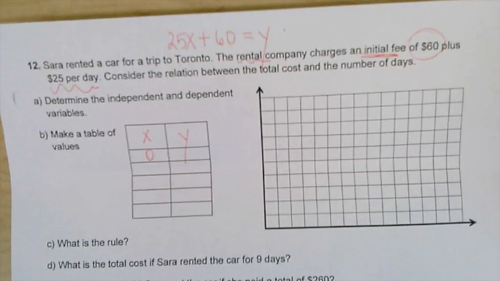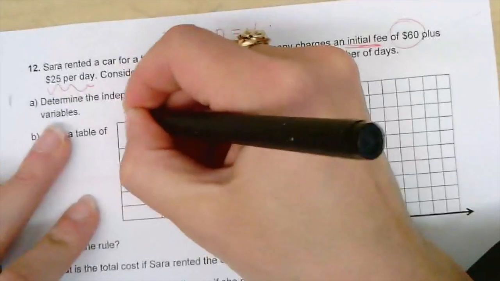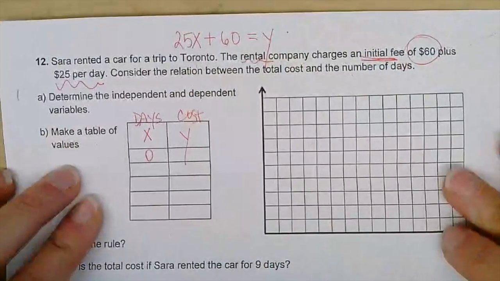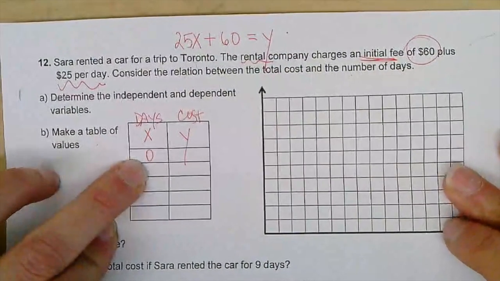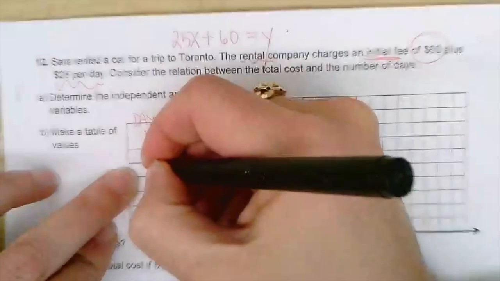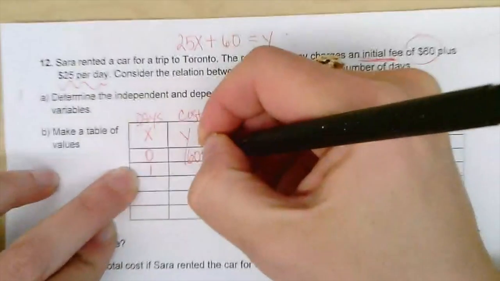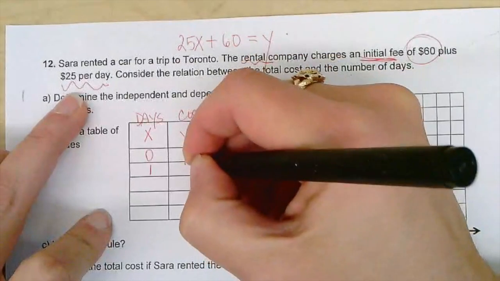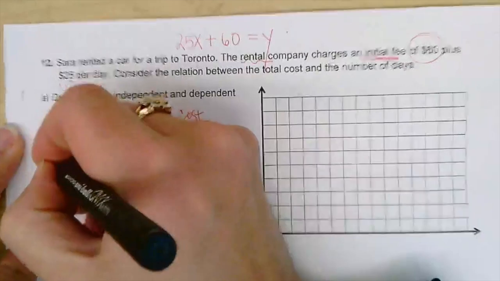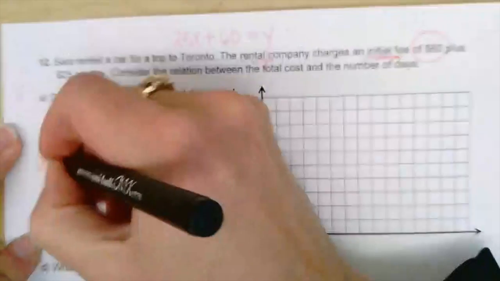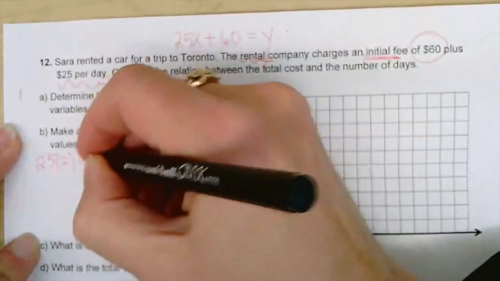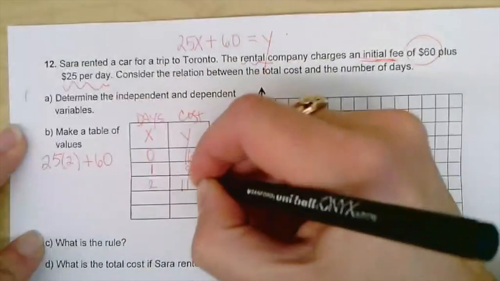Days? Yes, we're talking days here, and here we're talking cost of the rental. So this makes sense. 0 days would cost me $60. And for 1 day, I would pay the 60 plus the 25, which is $85. How do I get that algebraically? 25 times, let's say 2 now, 2 days is 25 times 2 is 50, plus your 60 is 110.